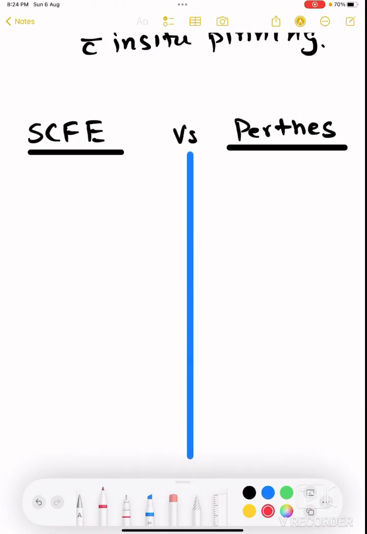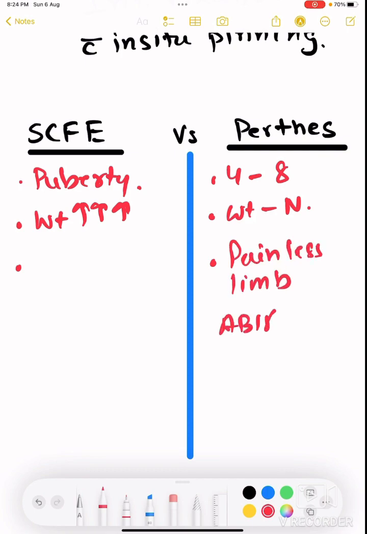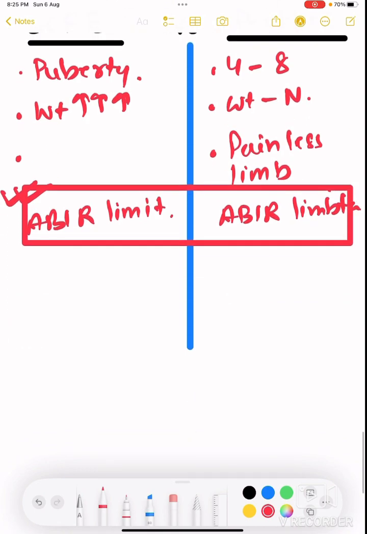So first of all, in SCFE, what will happen? The puberty group child, right? In Perthes, the boy will be 4 to 8. In SCFE weight will be very high, excessive weight. In Perthes weight will be normal. Both present with painless limp and ABIR limitation, which means abduction and internal rotation will be limited, right? In both these diseases, this is a common feature.